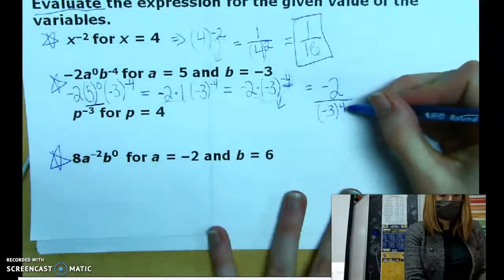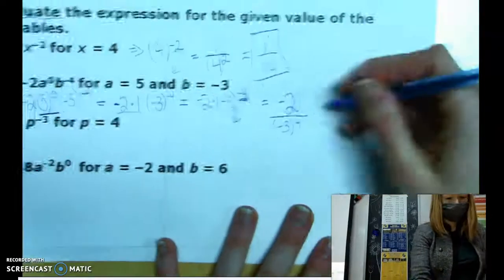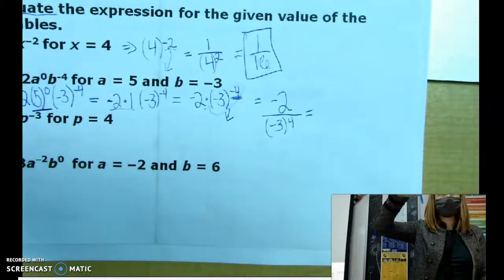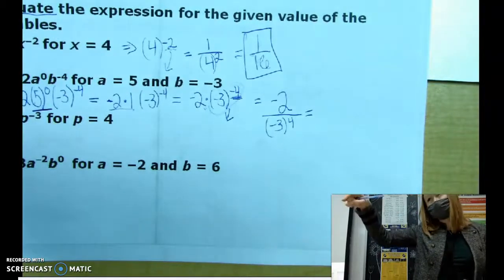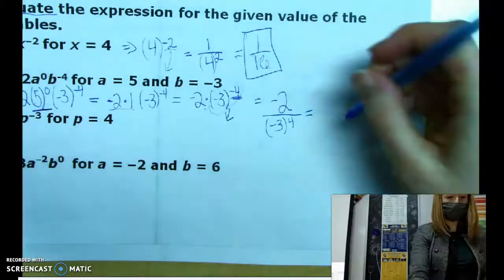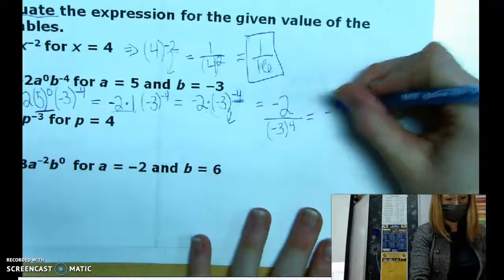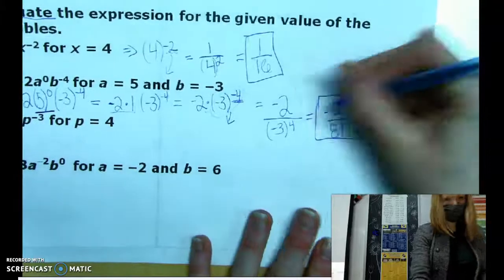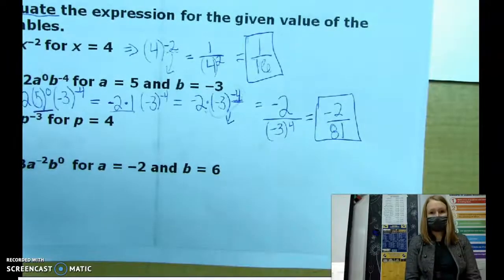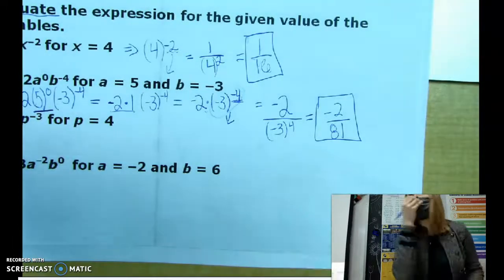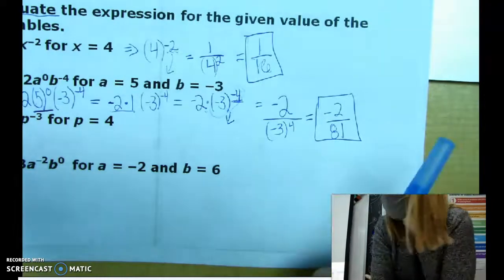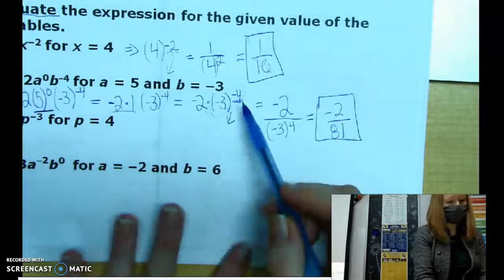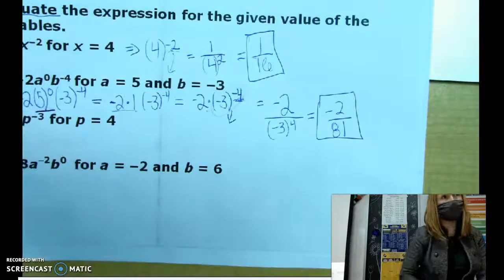And now we can simplify negative 3 to the 4th power. Well, negative 3 times negative 3 is positive 9. Times negative 3 is negative 27. Times negative 3 would be a positive 81. Right? And that's a lot of steps, right? This is about as far as you're going to have to go on a homework assignment. But it is important to recognize when you have to simplify more than one thing in an expression.